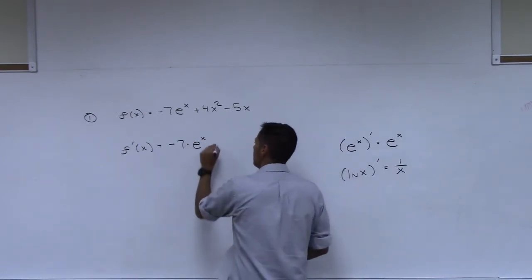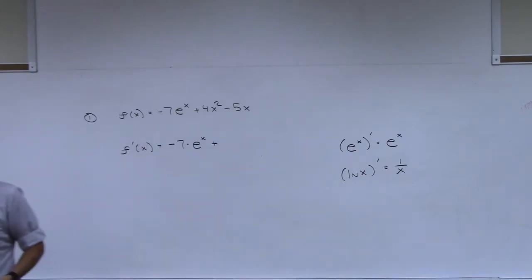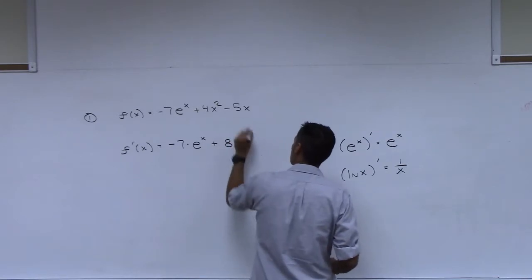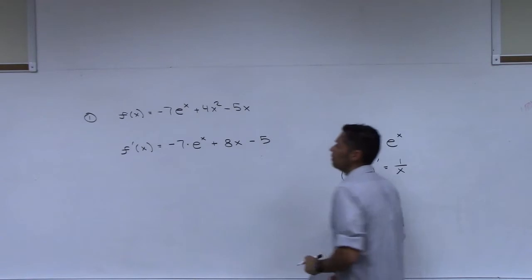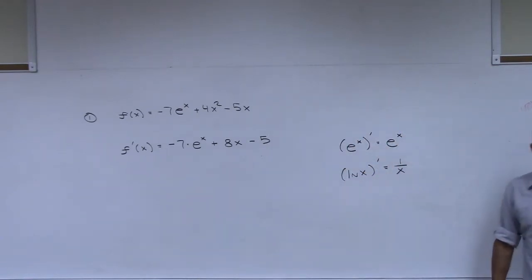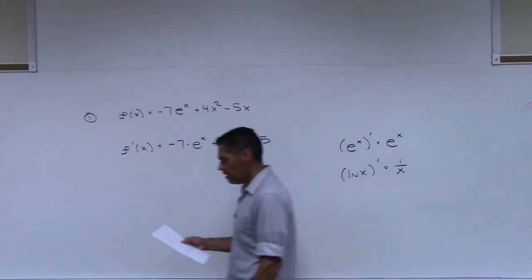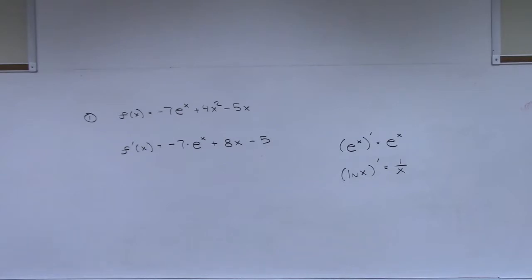And then plus the derivative of 4x squared, that's something that we did a long time ago. So that's just 8x. And then finally, the derivative of 5x, which would be just 5. That's it. Okay? So I think number one is pretty straightforward. Not a whole lot there. Number two, why don't you just do number two right now? I think you can do number two in less than a minute.